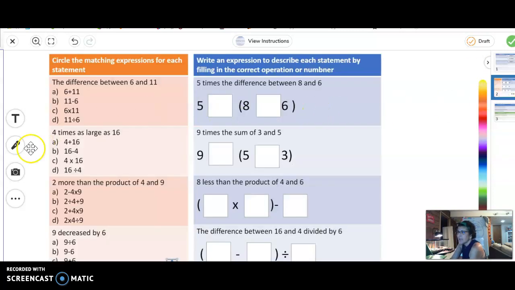The next page is you're going to do a circle to matching expression for each statement here on the left. And then on the right, you're writing an expression to describe each statement by filling in the correct operation or number. So over here we have the difference between 6 and 11. Well, let's circle. That's the difference between 6 and 11. Okay? Difference being subtraction. And then over here, 5 times the difference between 8 and 6. Okay, so there's your second page.